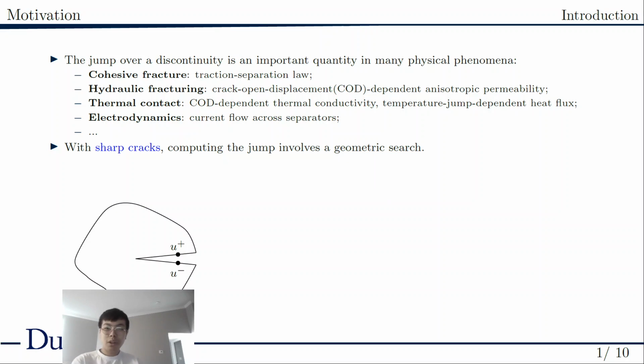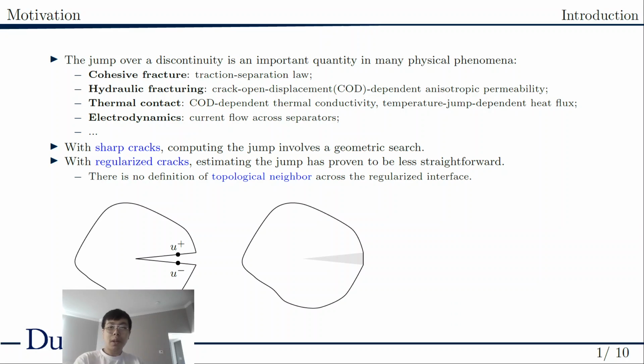So with sharp cracks, computing the jump is fairly straightforward. For a point where we denote the value at that point u minus, we just need to find its topological neighbor and then denote that value as u plus. Then the jump is simply u plus minus u minus. That's it. But for regularized cracks, estimating the jump is less straightforward.